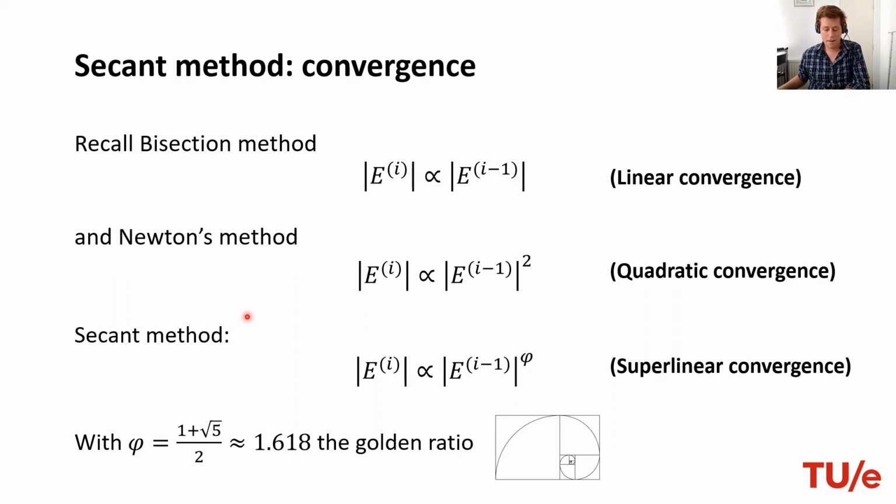Now the secant method has an order of convergence which happens to be the golden ratio, so 1.618. It's between 1 and 2. So it's much better than linear, but not as good as quadratic. The derivation of this is outside of the scope of this video, but it's nice that the golden ratio pops up here.